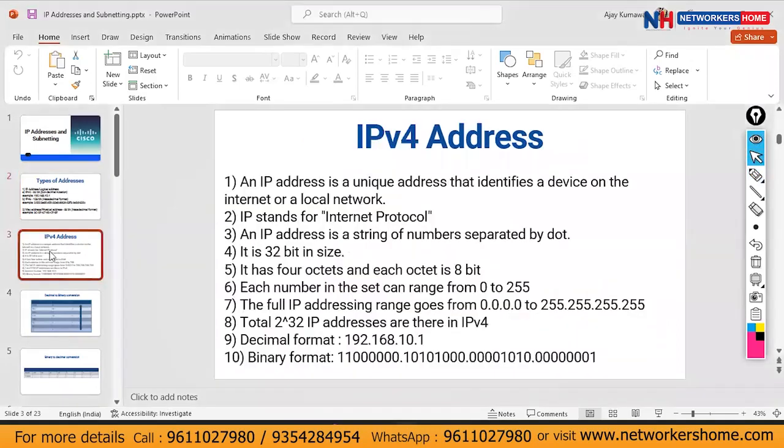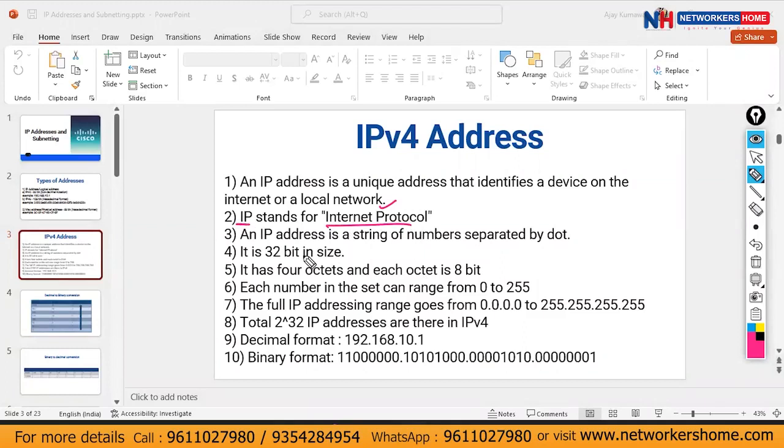Next, this is some introduction about the IPv4 addresses. An IPv4 address is a unique address that identifies a device on the internet or a local network. Again, an address is always going to be used to identify a device or a node. IP stands for Internet Protocol. This is the protocol making the entire internet possible, taking data from one network to another network.